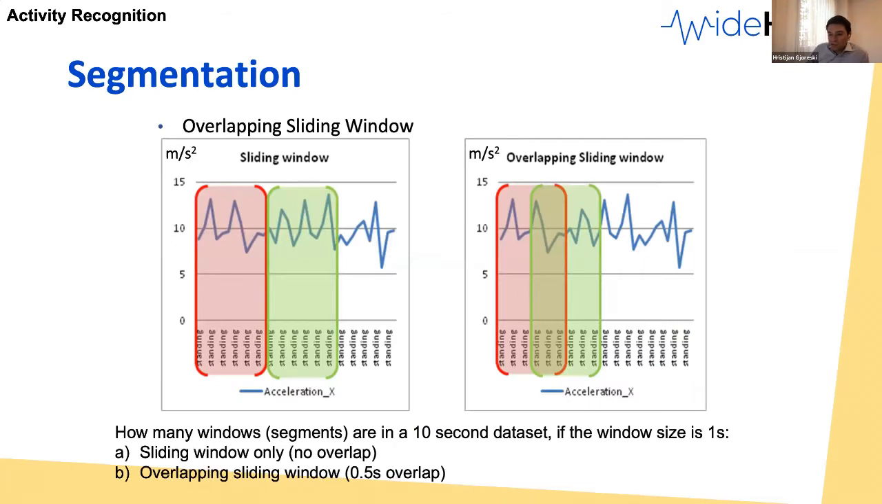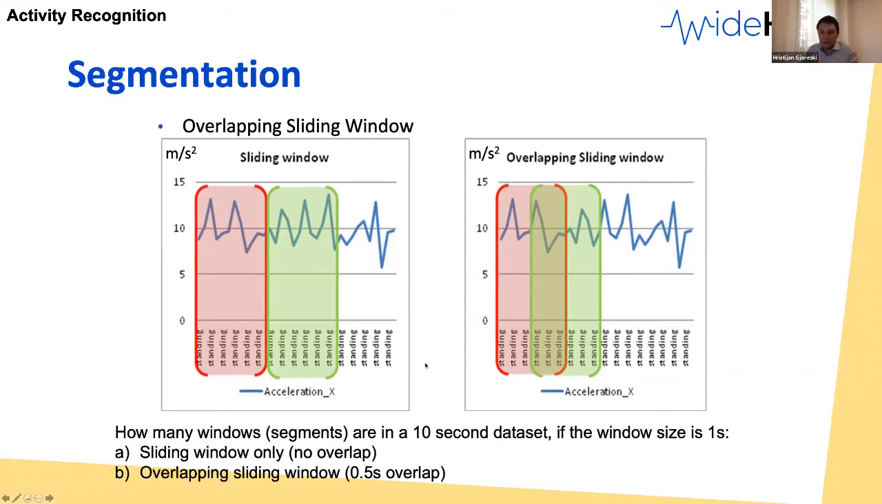Okay, so the segmentation part. This is a slide that I teach my students about sensor data. There is a quiz question here, but I will not ask. This is, for example, a non-overlapping sliding window, and on the right side, you can see an overlapping sliding window. The window size is a parameter, you choose how big it should be.